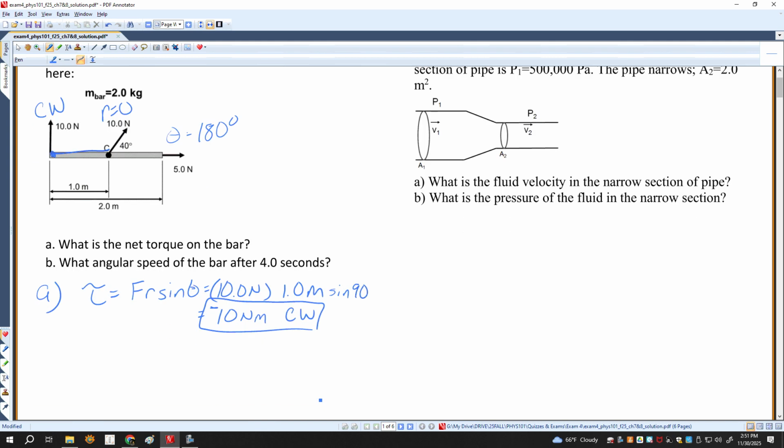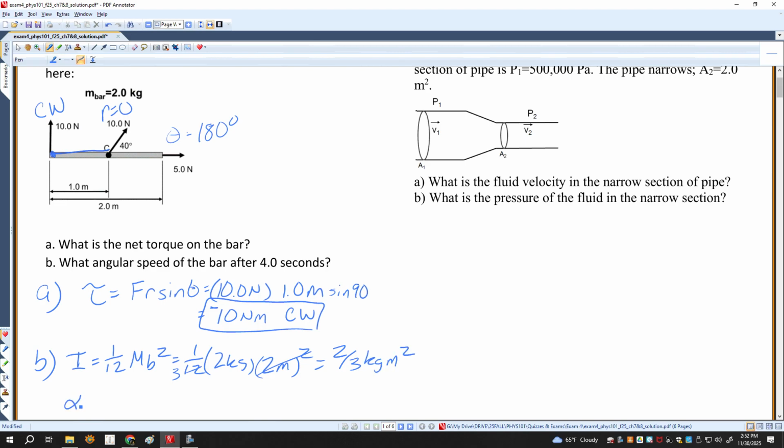And then I want to know the angular speed of the bar. So there are several steps to this. First, I need to know the moment of inertia. This is a bar, so it's 1/12 m b squared. That's 1/12 of the mass, which is 2 kilograms, times b, which is the length of the bar, 2 meters squared. See, that 4 goes there and gives me 2/3 kilogram meter squared.